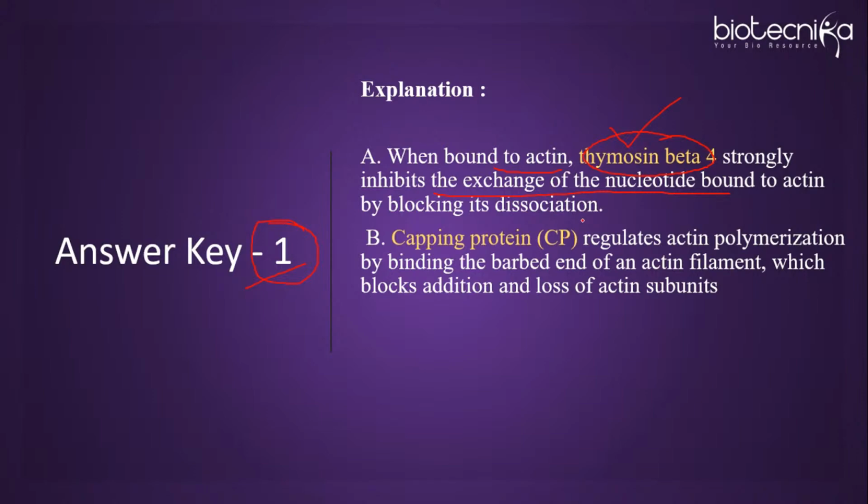Coming to the second option, that is capping protein. They are responsible for regulating actin polymerization by binding to the barbed end of an actin filament. Barbed end of an actin filament in the sense plus end. So what happens? It will lead to blockage. Blockage of what? Addition and loss of actin subunits.